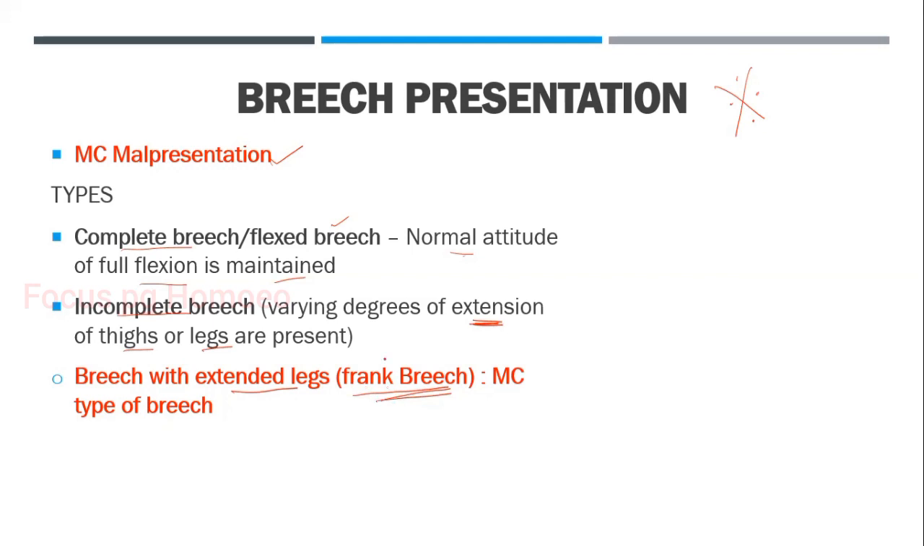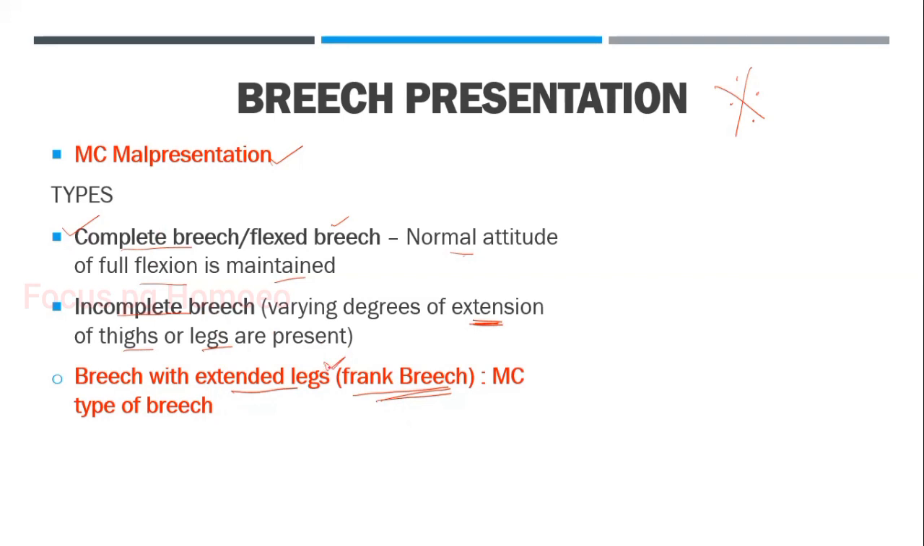Because of the words complete and frank, I've seen many aspirants getting confused, because frank means complete or whole, so you will relate that way. When frank breech is asked, it is directly answered as complete breech. Or when asked what the type of a frank breech presentation is, the option chosen will be complete breech. No, you have to remember that frank breech is a type of incomplete breech. And what is occurring there? There is breech presentation with extended legs.